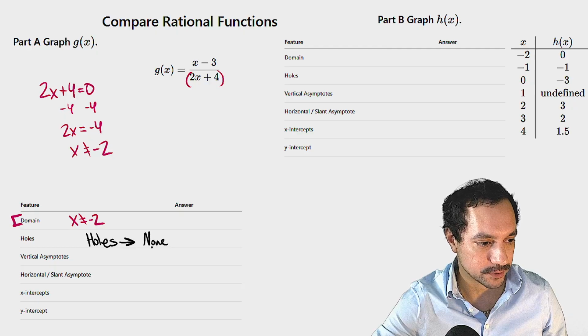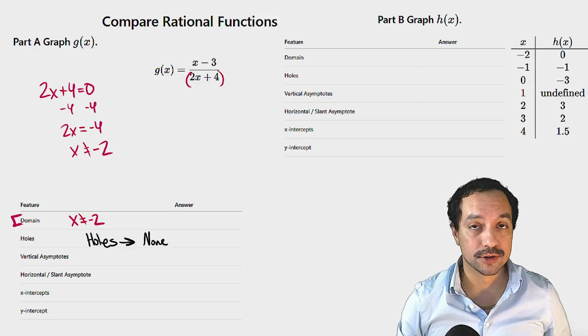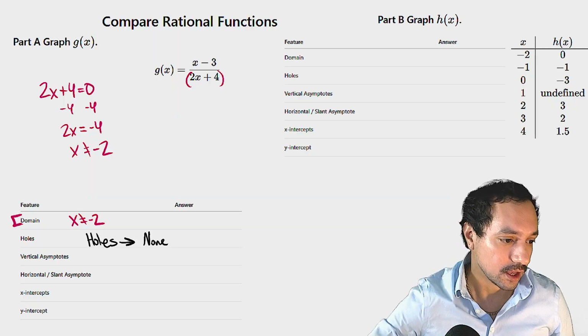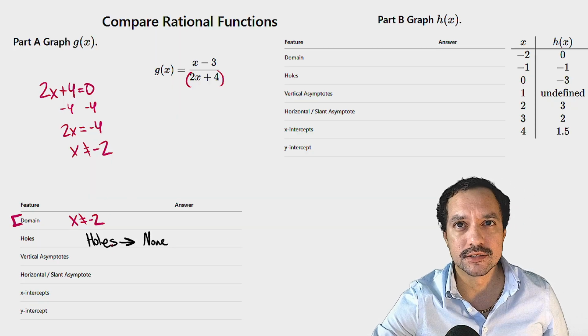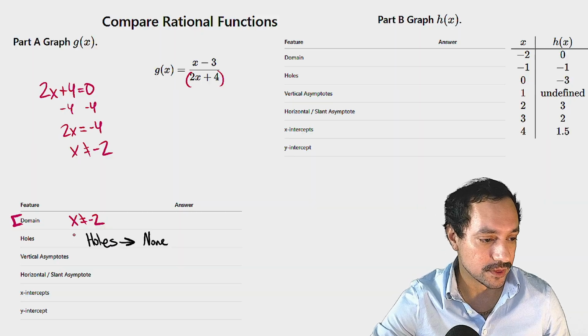Vertical asymptotes. Anywhere where we have a discontinuity, so discontinuities could either be holes or vertical asymptotes. I already explained how we get the discontinuity that is a hole. So in this case, our only discontinuity will actually be our vertical asymptote.